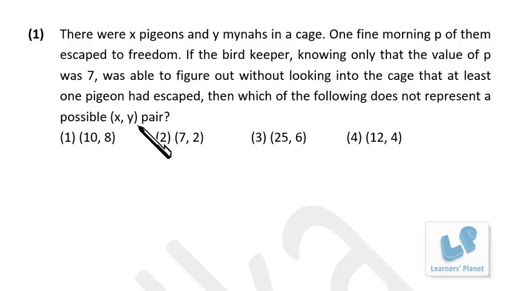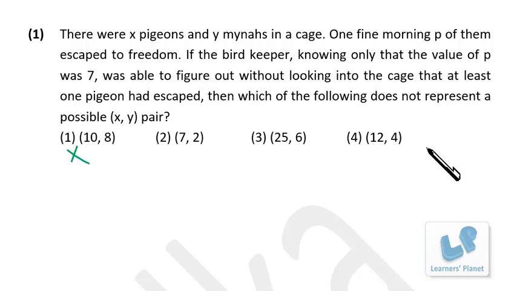Obviously, only if the 7 birds are flying away, they would have at least one pigeon. Suppose I take the example of option 2, 7 pigeons and 2 mannas. If 2 mannas are flying away, that means 5 pigeons are also flying away. But in this case, if all the mannas are flying away, then there will be no pigeons who will be flying. So this is wrong.